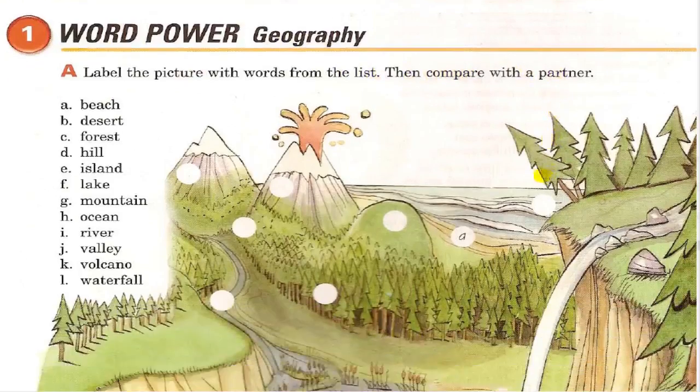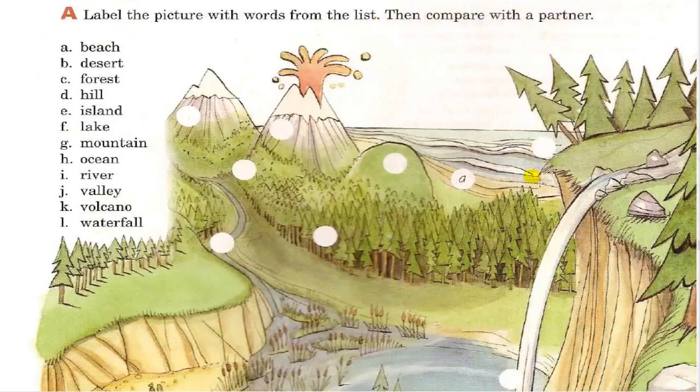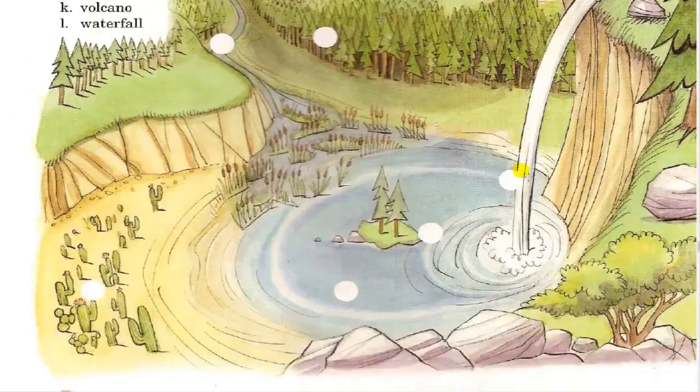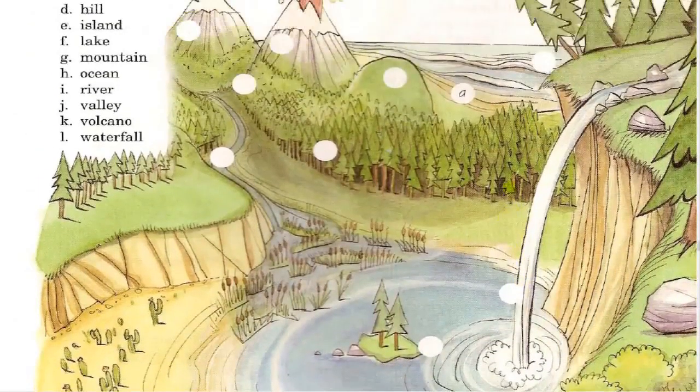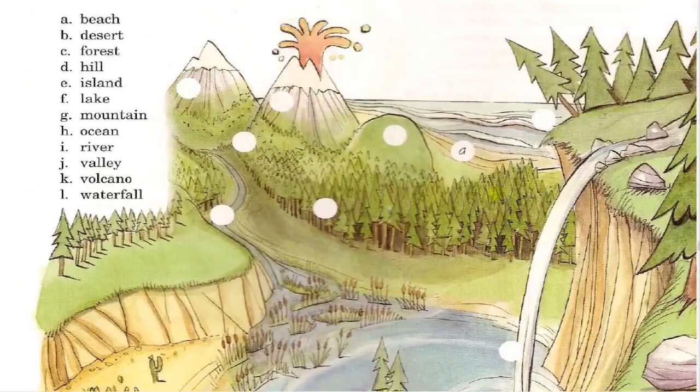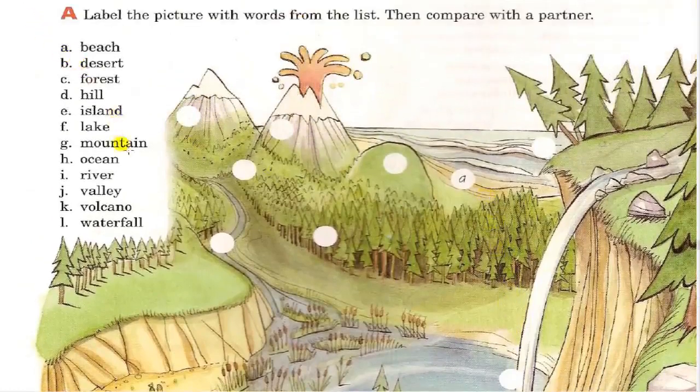Here you have a picture, and we try to label it. Label the picture here. You write these words from A to L in the picture.